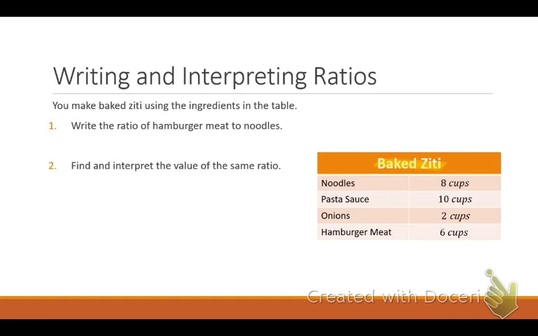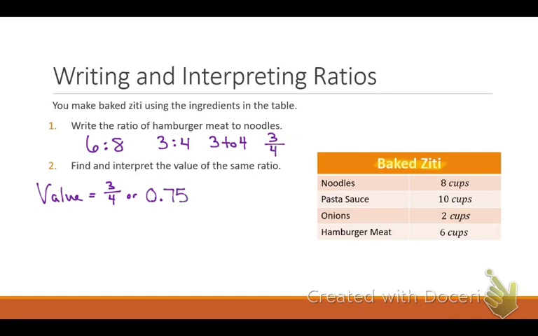It's going to be 6 to 8. Did you guys get 6 to 8? Yes. Now, that's not reduced, so you would say 3 to 4. Now, remember, you can use a colon, you could use the word "to," or you could use a fraction to do the ratio. Now, the value of the ratio is dividing the first number by the second number. In this case, 3 divided by 4 would give me a value of 3/4, or you could say the decimal value 0.75. All right, so there's my value of the ratio, but what does that mean?